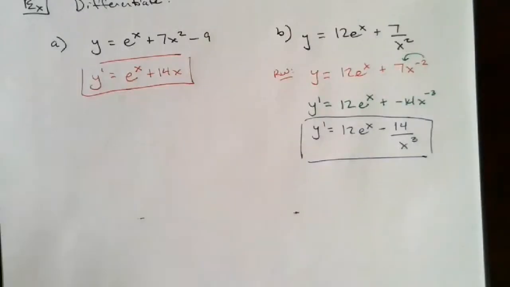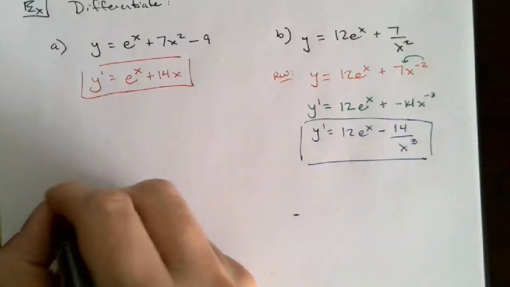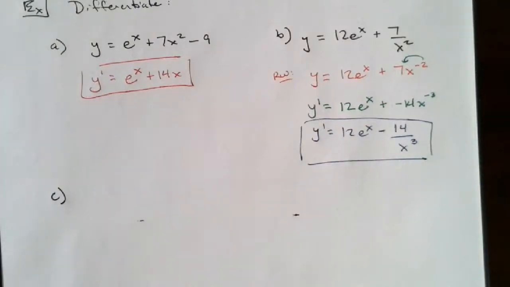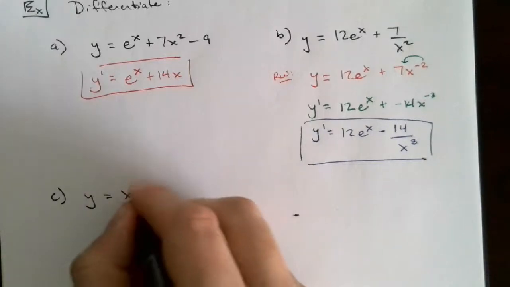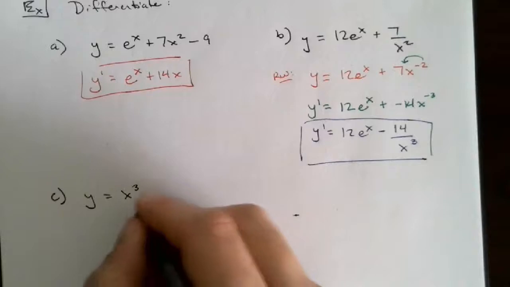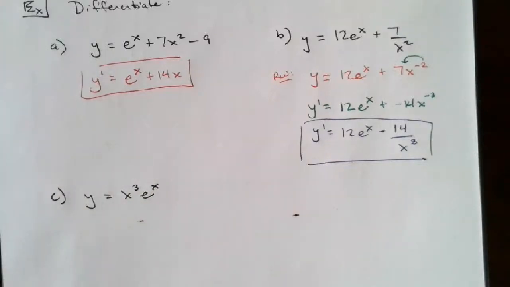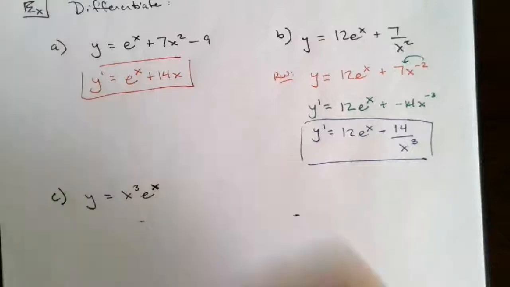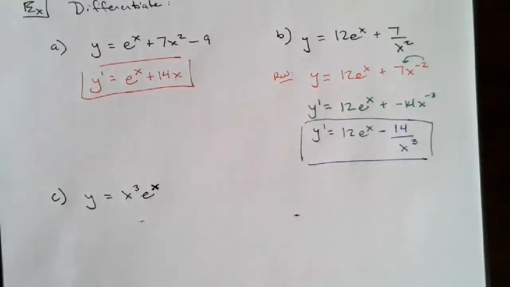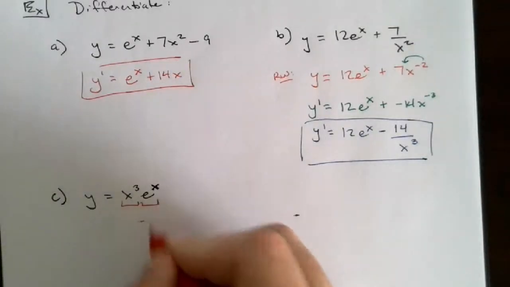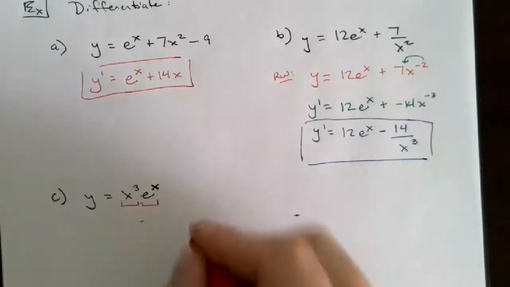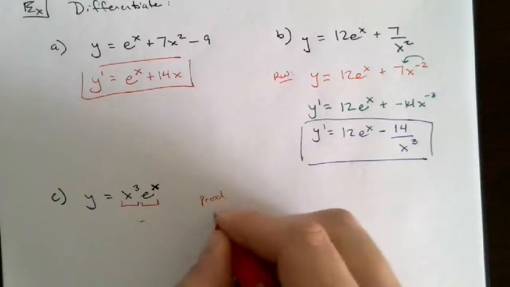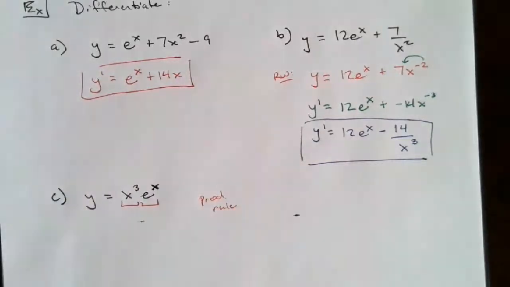The next example will combine a couple other rules. Let's take a look at y equals x cubed times e to the x. All right, so x cubed e to the x, well, when you look at this, you should notice that you have a function times a function, right? X cubed times e to the x. So this is a product rule. You can't just take the derivative of each piece individually. You have to use a product rule here because you have a function times a function.